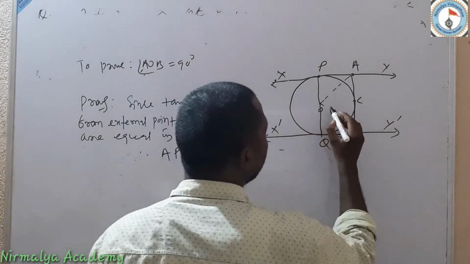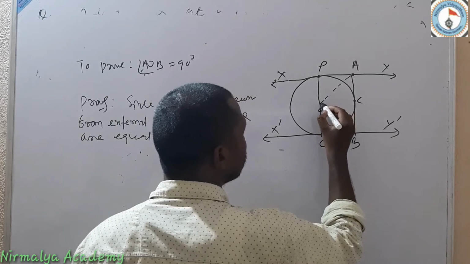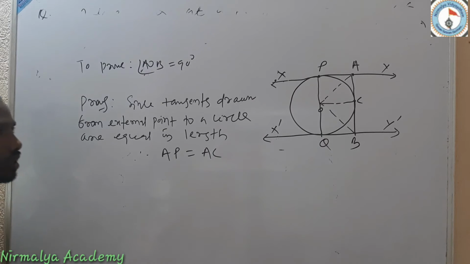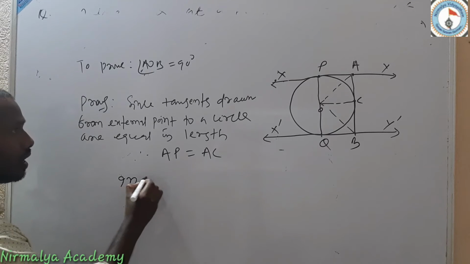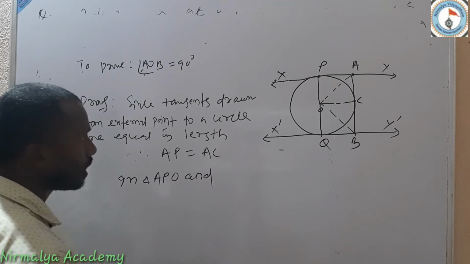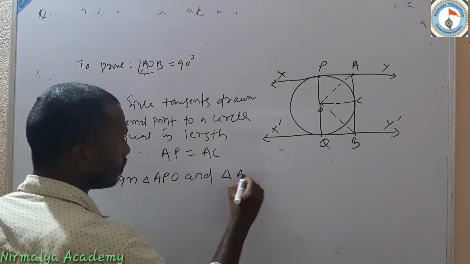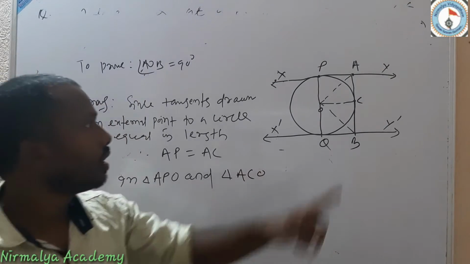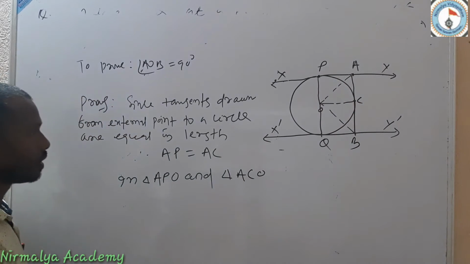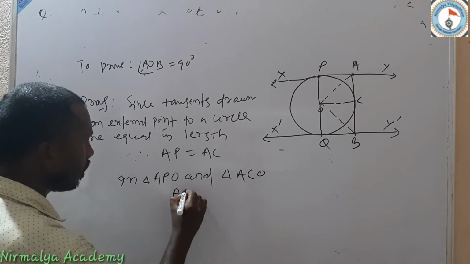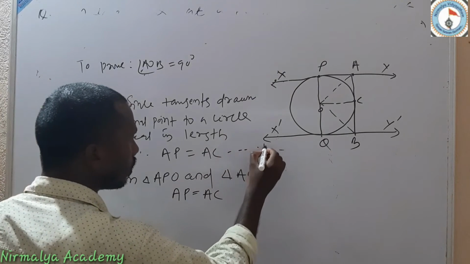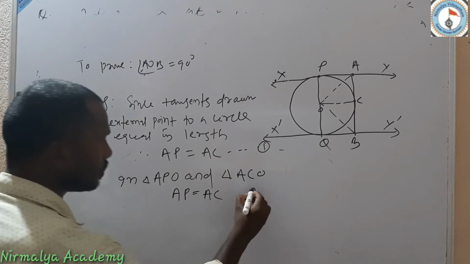Again we have to join OC also. So AP equal AC. Now in triangle APO and triangle ACO, AP equal AC as proved above, or as proved in part 1, from equation 1.